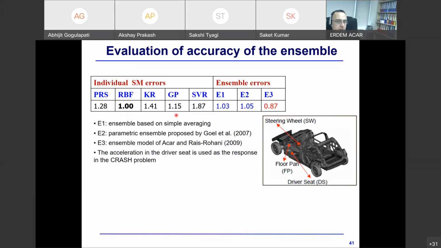Gaussian process model was the second best, and polynomial response was the third best model. And we also used different ensemble models, like ensemble based on simple averaging, parametric ensemble based on Goel, and ensemble based on Acar and Rais-Rouhani. We found out that this third ensemble was giving more accurate surrogate model predictions compared to radial basis functions. The error is reduced by 13%, as we can see.